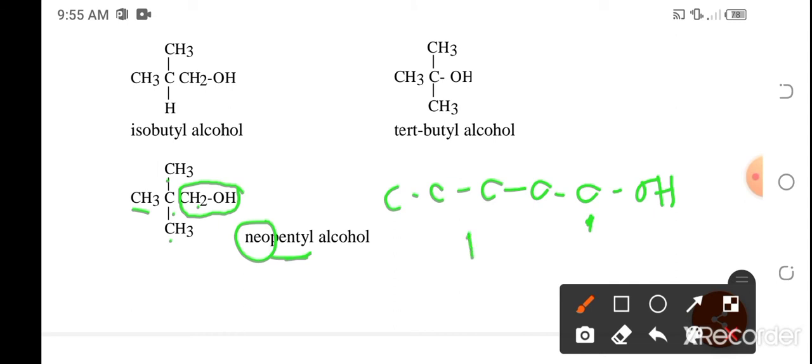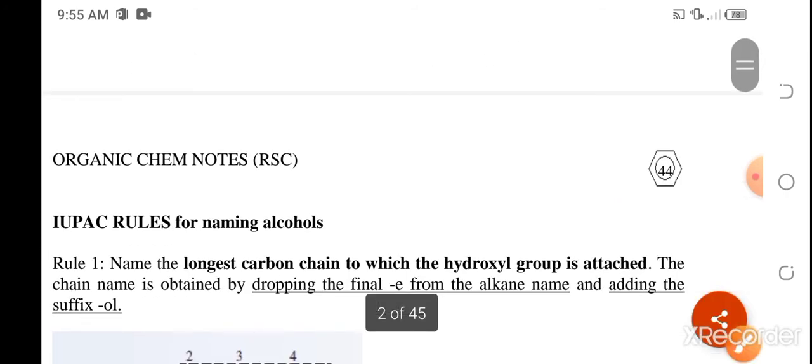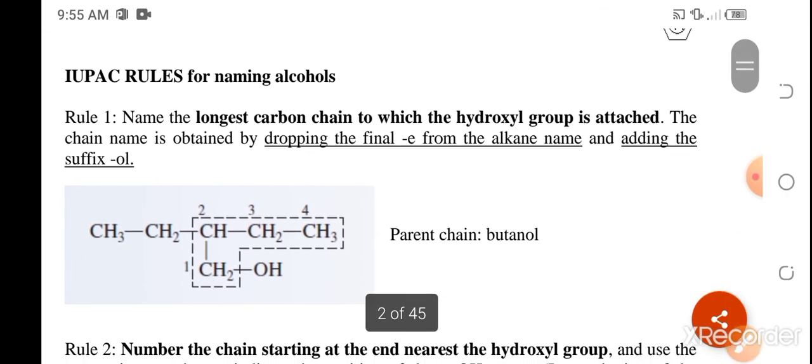This is pentyl alcohol. So 5 carbon atoms. Ang neopentyl, ganito yung structure niya. Okay? Now what about for IUPAC naming?